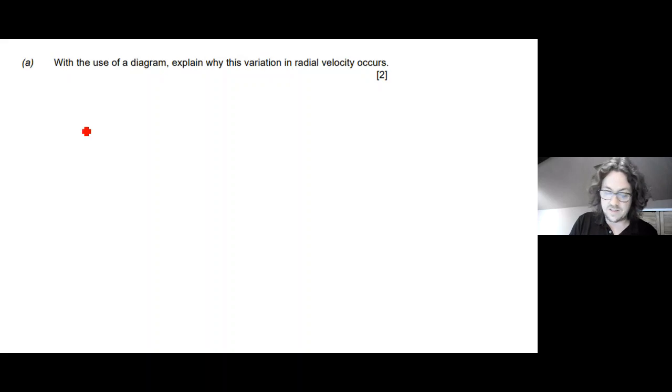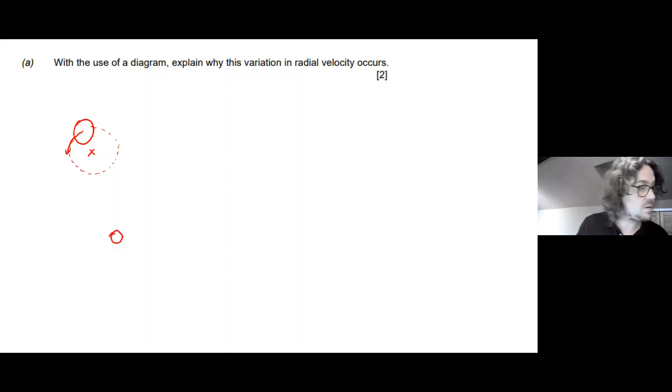Right, so this is a tricky one here. We're gonna have to use a diagram. So I'm gonna draw maybe my star, and that is orbiting about the center of mass. And as it's orbiting about the center of mass, there would be, was it two stars? I can't remember. No, a large planet. The large planet would be sort of orbiting around in this direction.